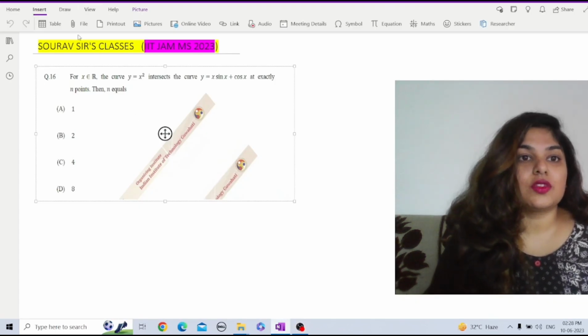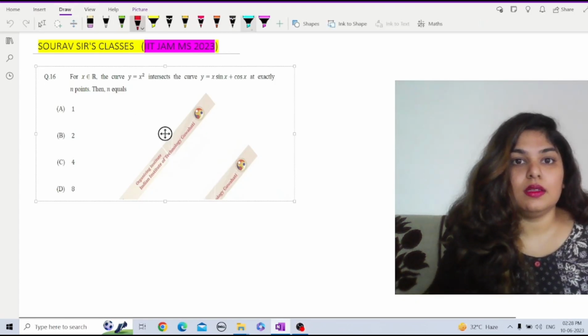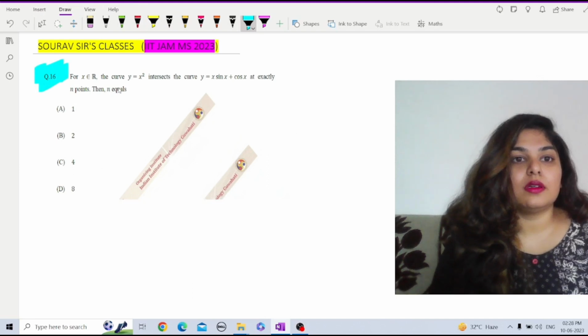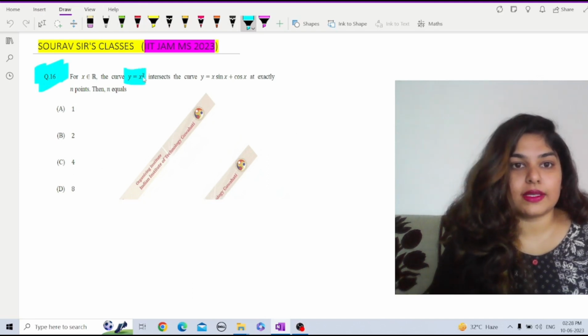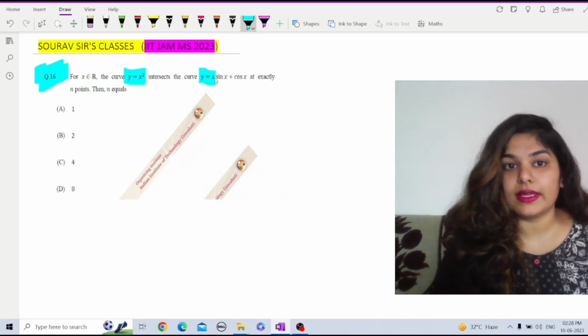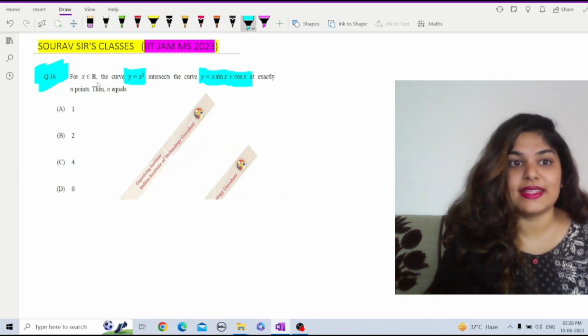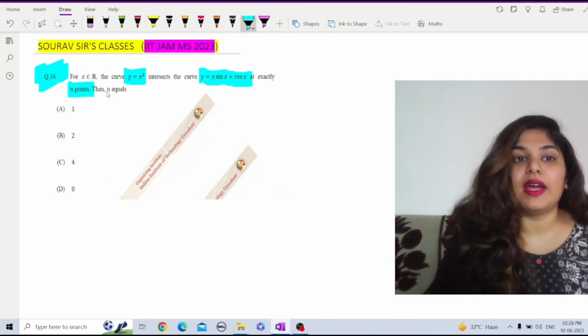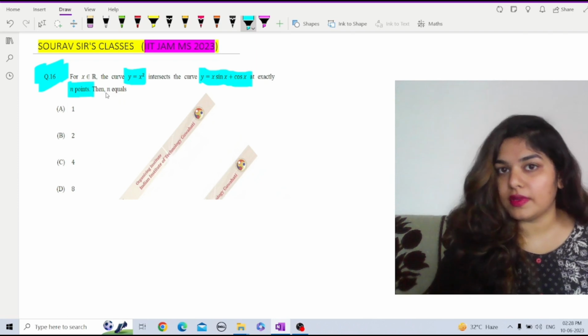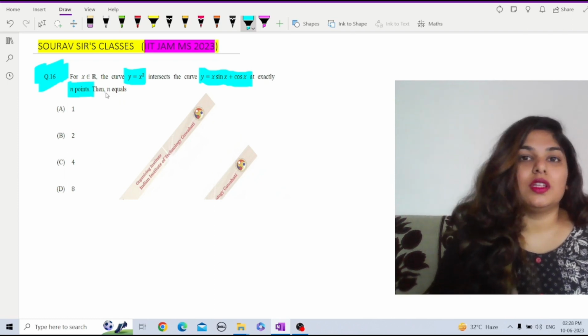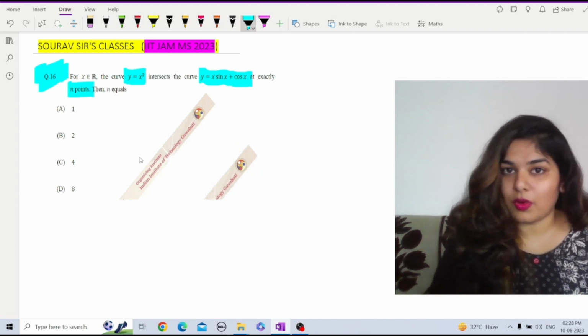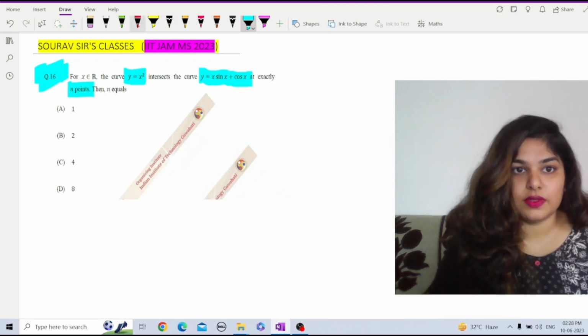So let us have a look at the next question, that is question number 16. So here we are given a curve y is equals to x squared that intersects the curve y is equals to x sin x plus cos x exactly at endpoints, and we have to find out the number of intersections. So we can use the graphs to solve the question. Okay, so let us first start with the first equation.